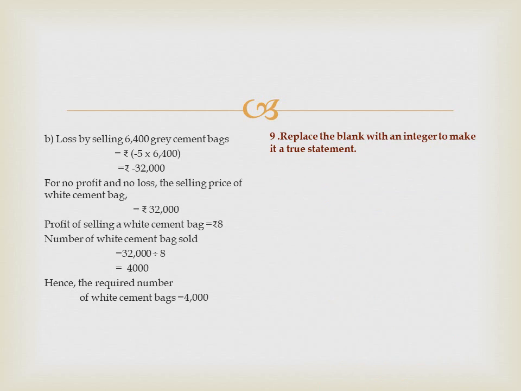Last question. Replace the blank with an integer to make it a true statement. A. Negative 3 into dash is equal to positive 27. Here you know that 3 into 9 is 27, but answer must be positive. For getting a positive answer, we need to multiply negative with a negative. Therefore, answer is negative 9.